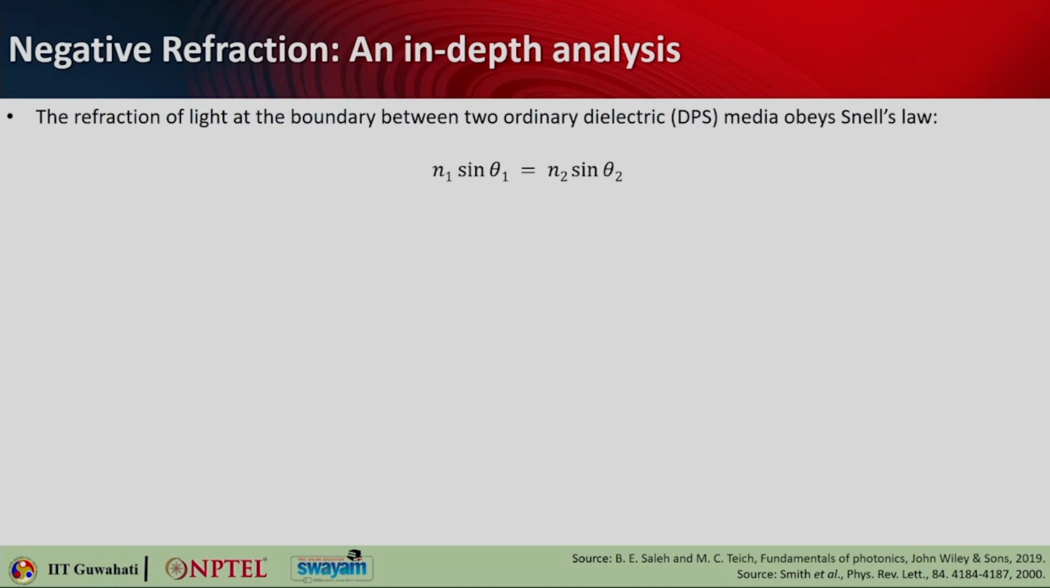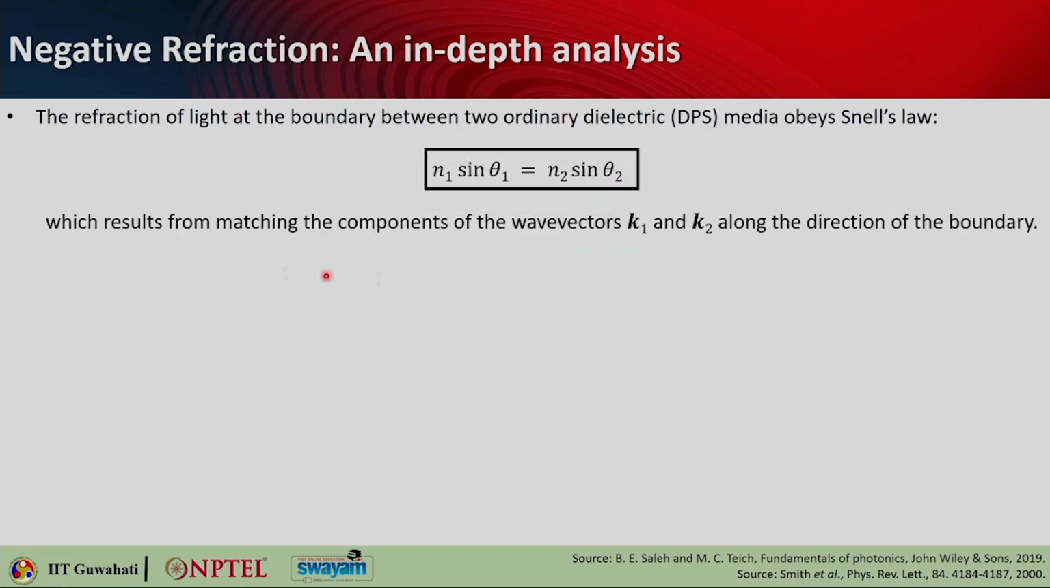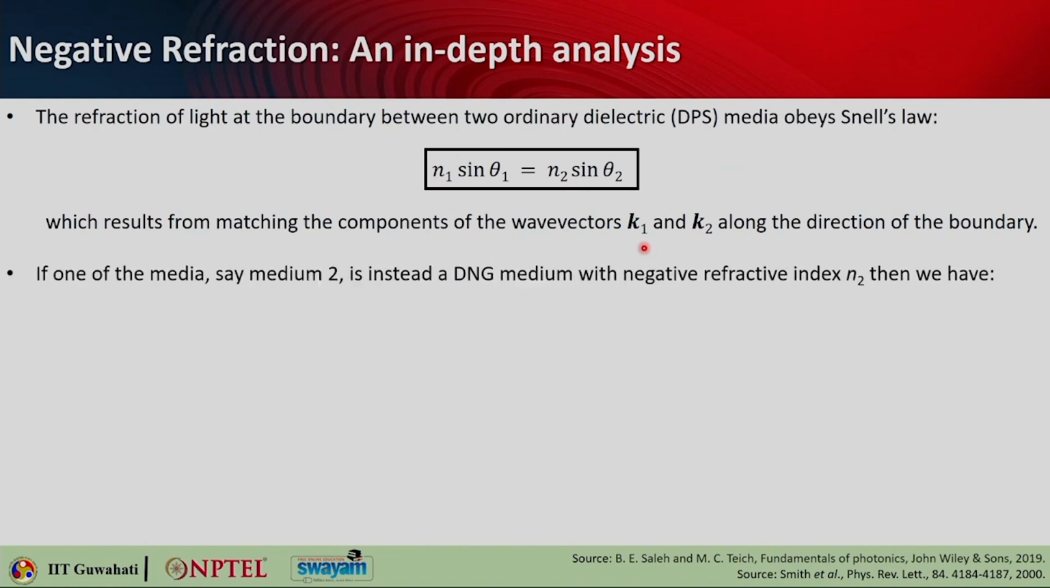So Snell's law, as you know, can be written as n1 sin theta 1 equals n2 sin theta 2, and in this case, this particular equation is coming from matching the components of the wave vectors k1 and k2 along the direction of the boundary.